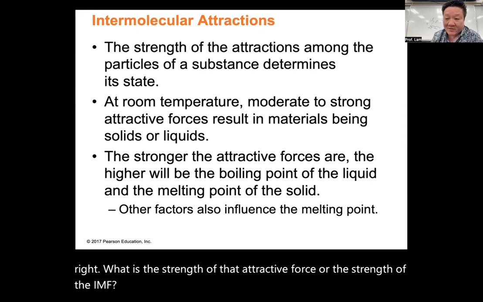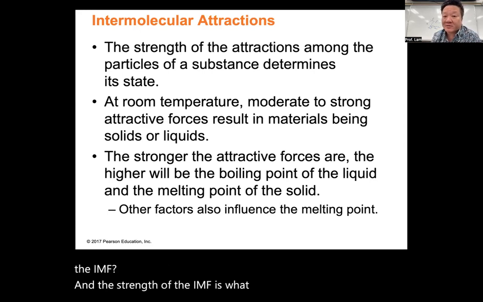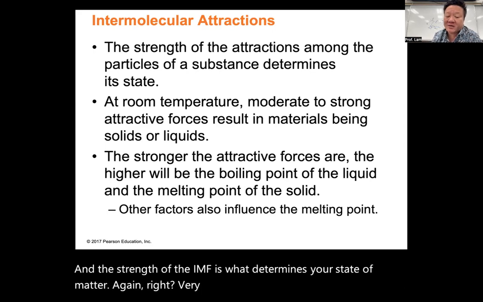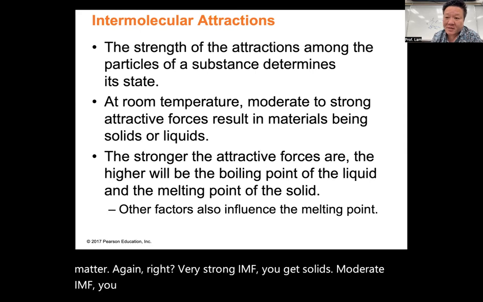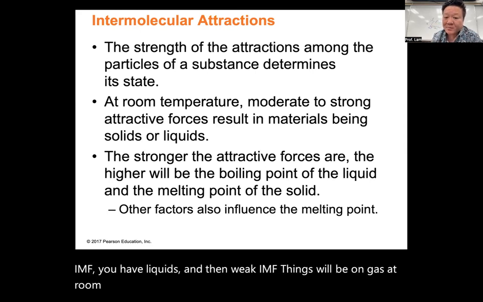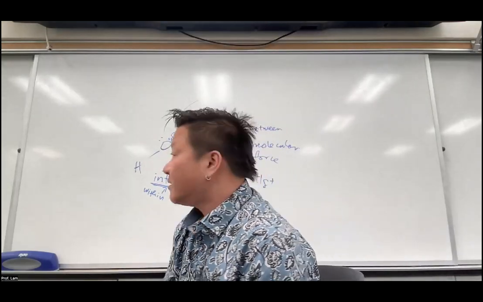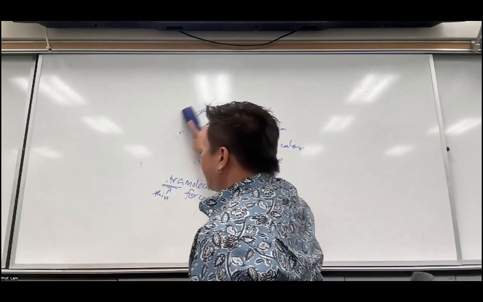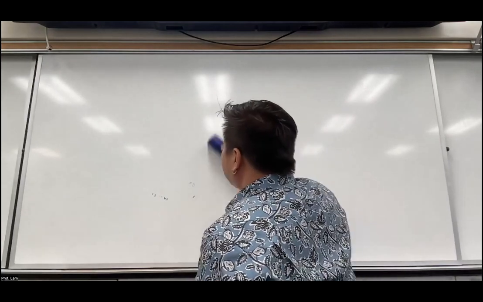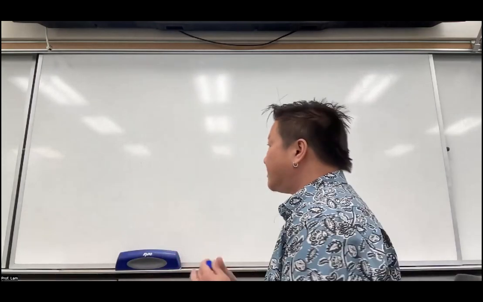And the strength of the IMF is what determines your state of matter. Again, very strong IMFs, you get solids. Moderate IMFs, you have liquids. And then weak IMFs, things will be a gas at room temperature. Okay. I mean, right now you already know molecules that are either liquid, gas, or solid at room temperature. So we can compare two compounds really easily.